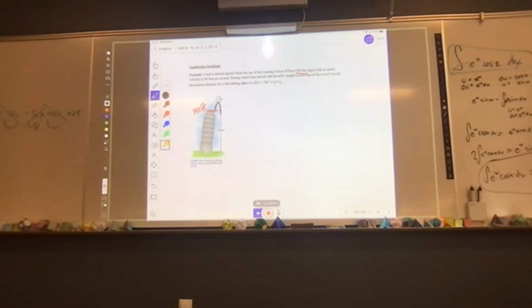All right, I have an initial velocity of 96 feet per second, so let's keep that in mind. It's asking me during what time period, so I'm solving for time. It's saying at what time period is the ball's height higher than that of the tower. That looks like a piece of the question. You have been given this equation. So let's make sure we understand this equation.